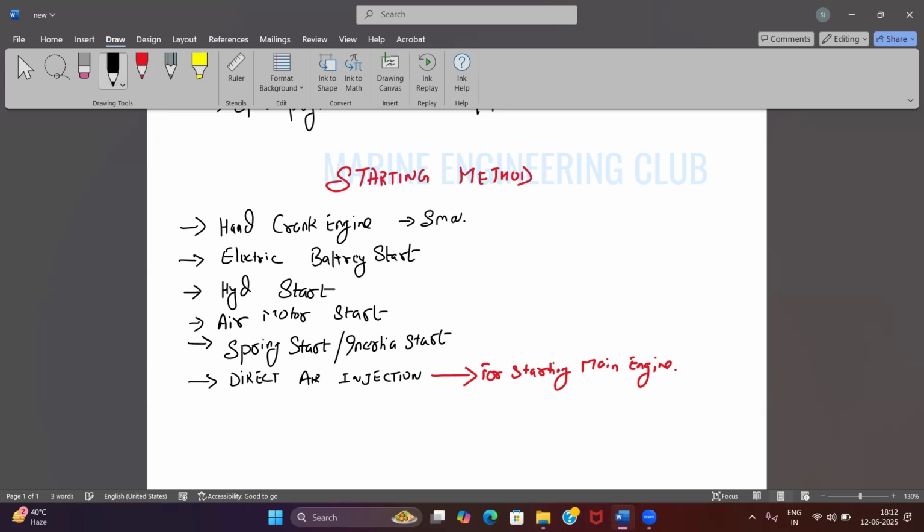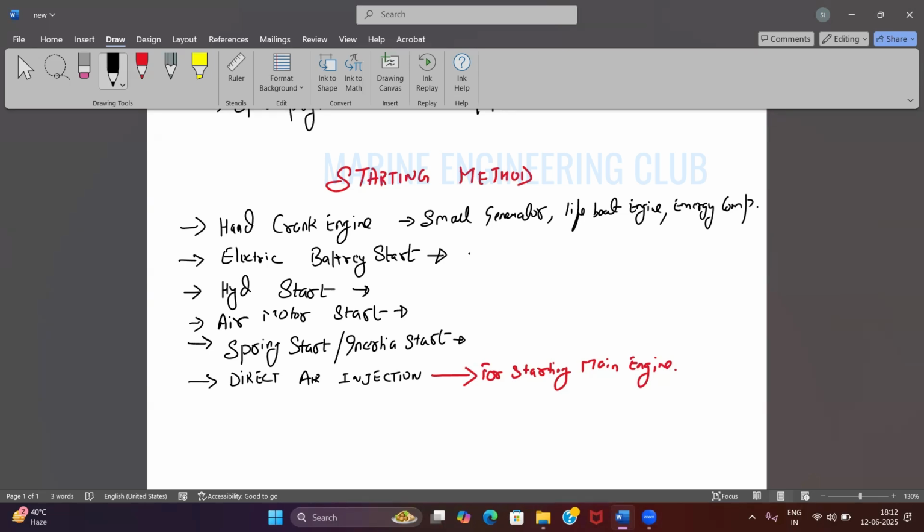Now, hand crank engines are used on small generators, not on board. Even your lifeboat engine's second means of starting can be a hand crank. Sir, there was an emergency compressor with hand crank on a lifeboat engine. I've not seen an emergency compressor with hand crank, but it was there on your ship. Yes sir, it was a small diesel emergency compressor. Sir, sometimes the emergency fire pump can also be hand crank. For that, there will be an engine only, right? That's why it will run.